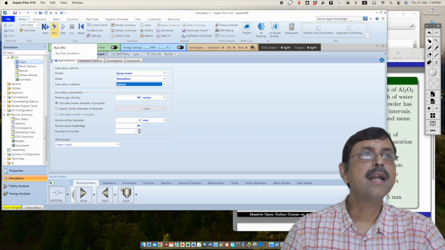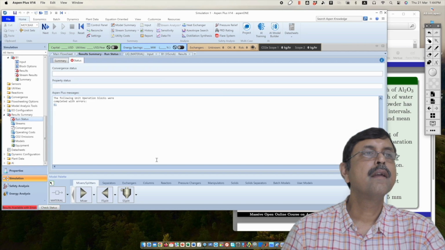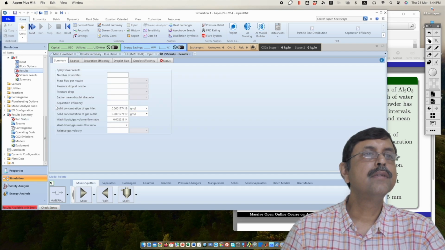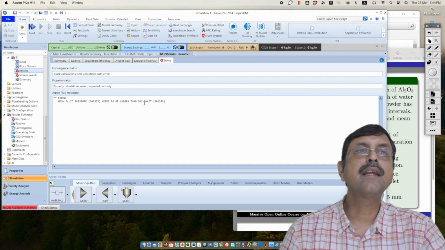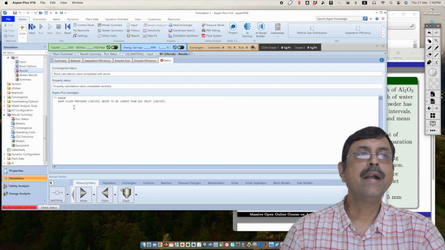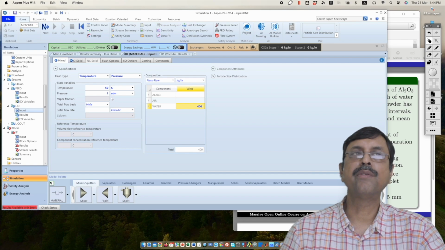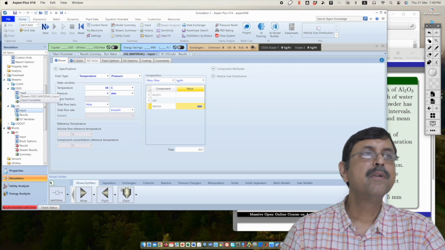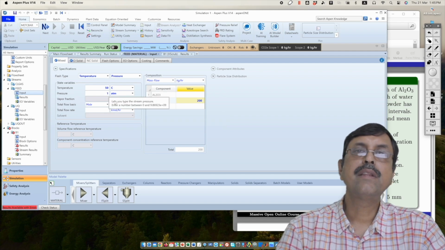Now we can run the system. Okay. So run it and we find some error. Let us check what is the error. So the error is wash fluid pressure needs to be larger than the gas inlet pressure. Now again, what is the wash fluid pressure? This is 1 atmosphere. The liquid pressure, the water pressure, is 1 atmosphere. And what is the feed pressure? Feed pressure is also 1 atmosphere. Air is going in with 1 atmosphere pressure.